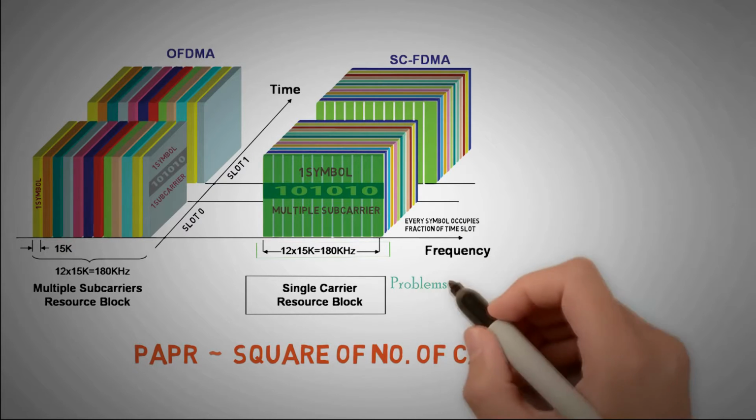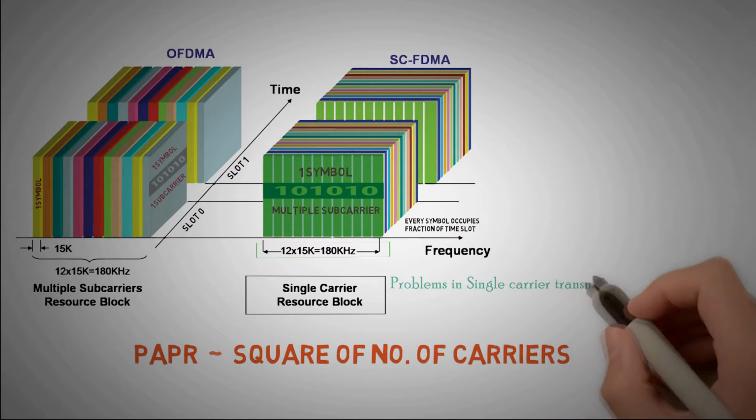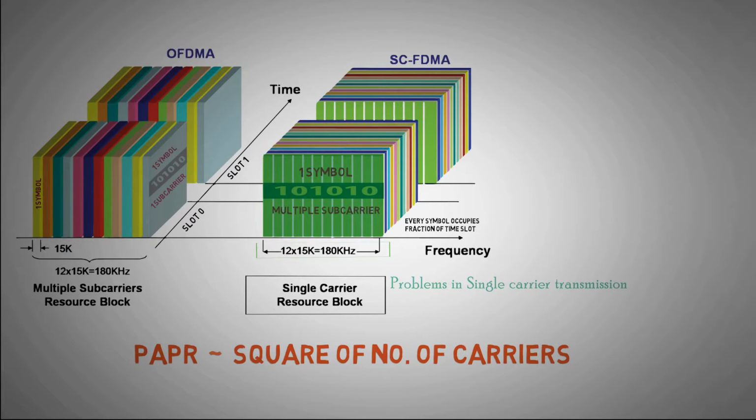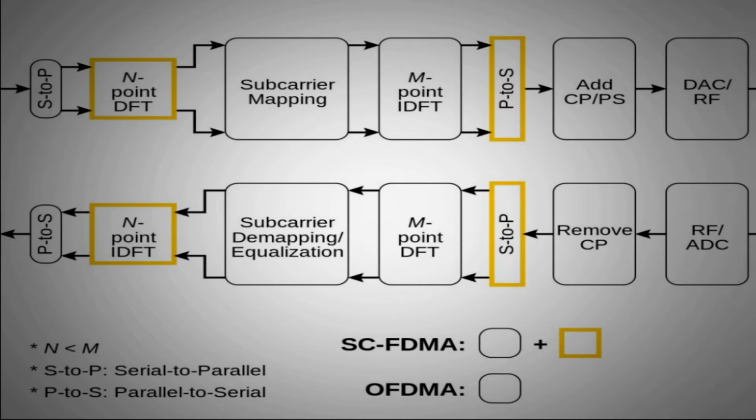Obviously, there are problems in single carrier transmission as we discussed earlier, but the side effects are reduced by ensuring that the total bandwidth over which a symbol is transmitted is still not too high. Apart from this, the remaining blocks in the uplink direction are the same as used in the downlink direction.